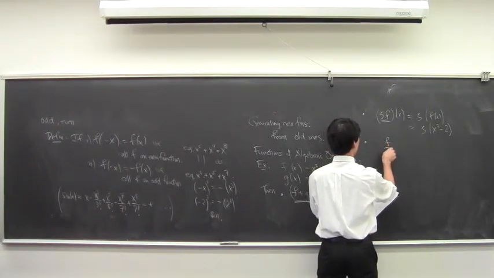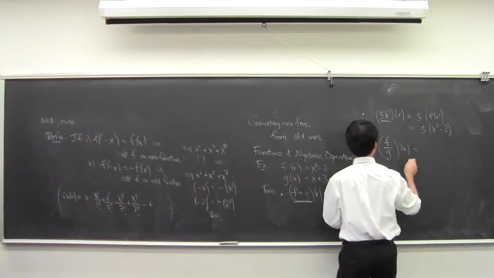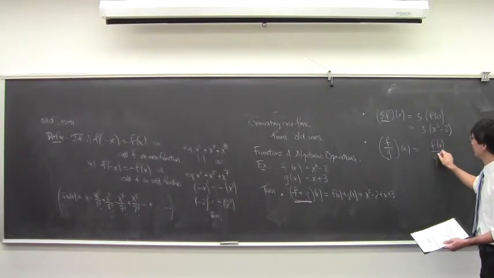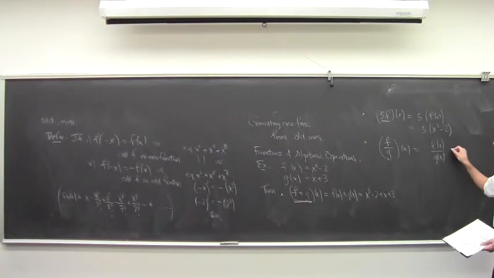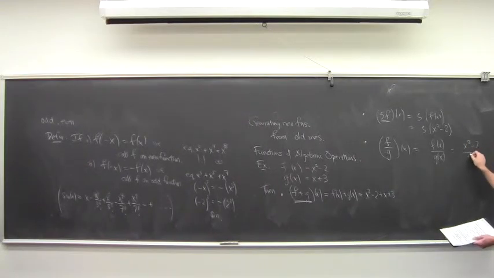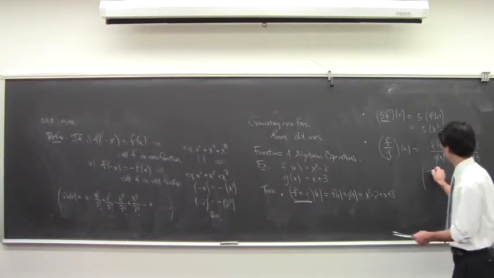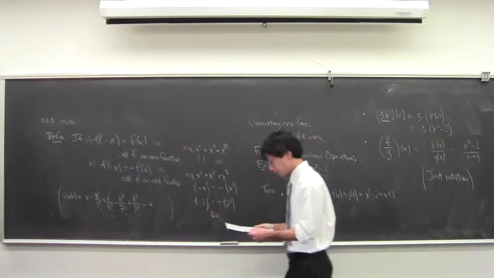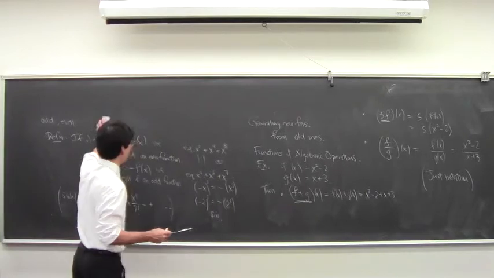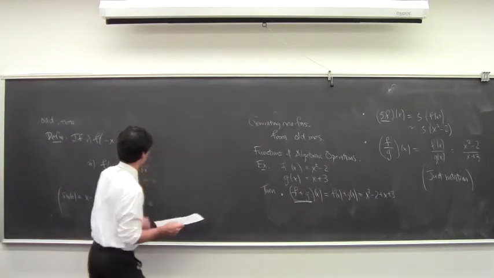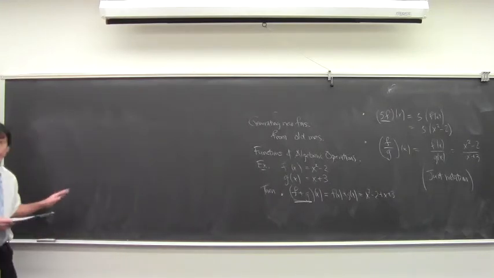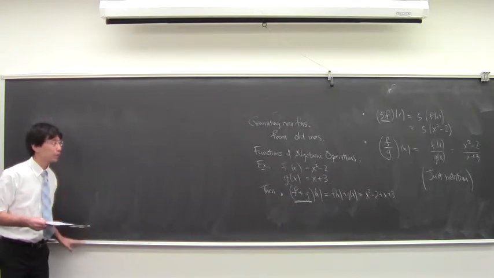If I say f over g of x, that's another function. What's it going to give you? It'll give you the quotient of f of x over g of x, right? So it'll give you x squared minus 2 over x plus 3. So this is basically just notation. Okay. Any questions? It's pretty straightforward.